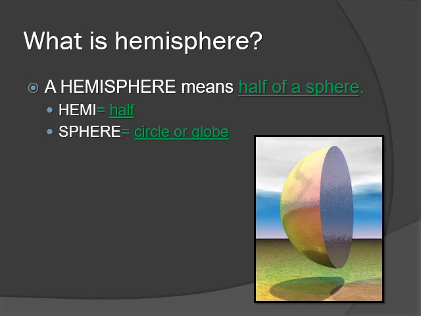So what is a hemisphere? A hemisphere means half of a sphere. The word hemisphere has two parts: hemi, meaning half, and sphere, meaning circle or globe. Put them together, and it means half of a sphere.